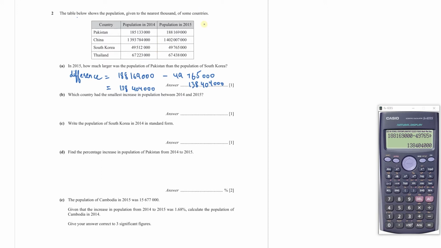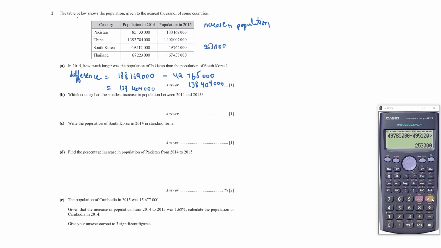So let's add another column here, increase in population. So for South Korea, the increase was how much? In 2015, it's 49,765,000 minus 49,512,000. So the increase is 253,000. So this increase in population is 253,000.